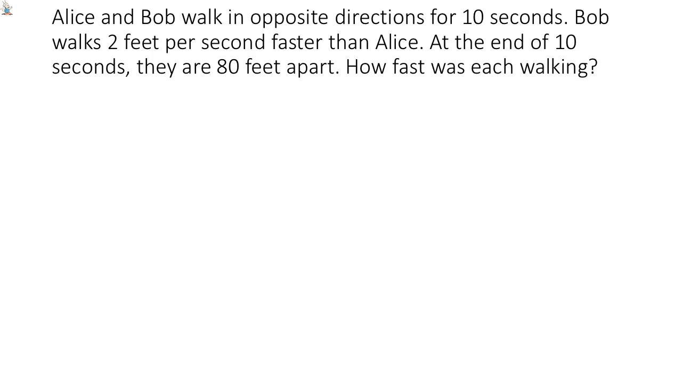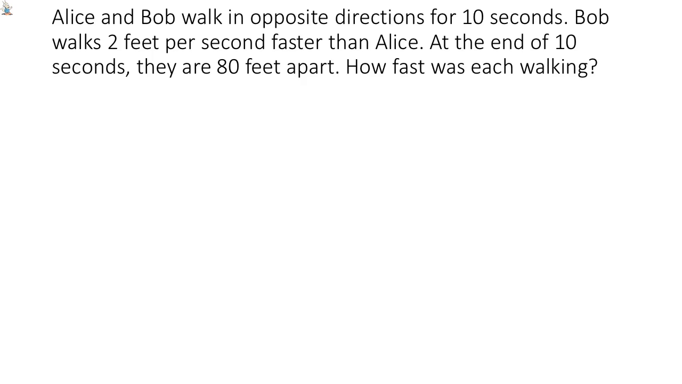And now for something completely different. We're told in this problem that Alice and Bob walk in opposite directions for 10 seconds. Bob walks 2 feet per second faster than Alice, and at the end of their 10 seconds, they are 80 feet apart. How fast was each of them walking?